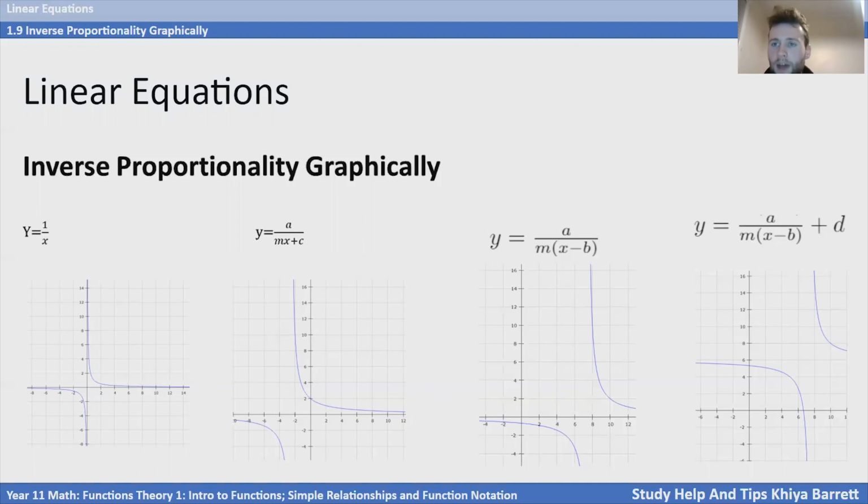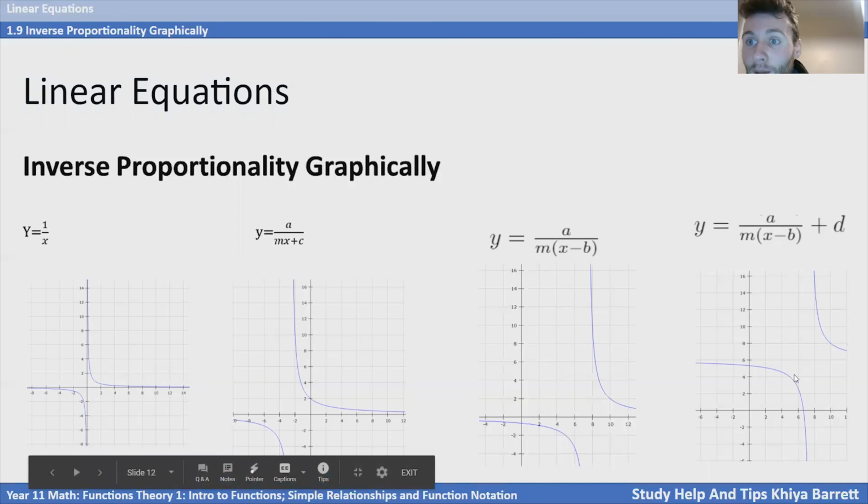Now let's talk about the far right graph. This is going to be y equals a over mx take b plus d. The positive d is actually a translation up. You can see that it is exactly the same as the graph to the left of it, but it has been translated up d units.